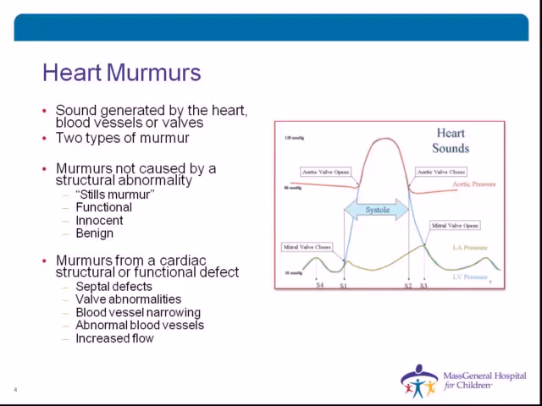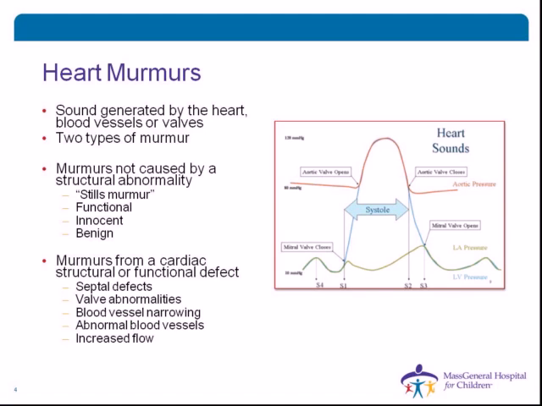In general, there are two types of heart murmurs that are found in children. One are murmurs that are not caused by a structural abnormality, and these go by various names, including the Still's murmur, functional murmur, innocent murmur, and benign murmur. Essentially, all suggest that the underlying cardiac anatomy is normal. However, you could appreciate the heart sounds.